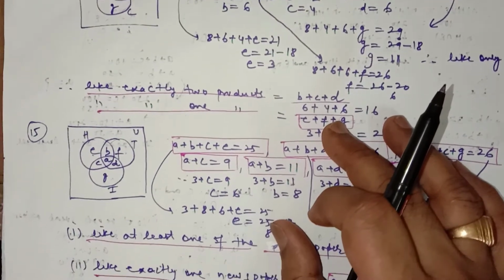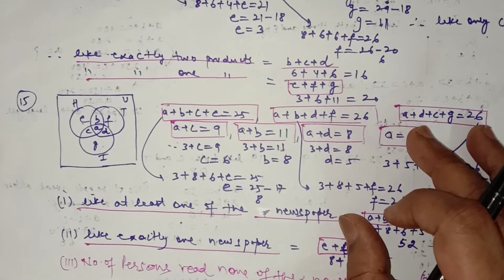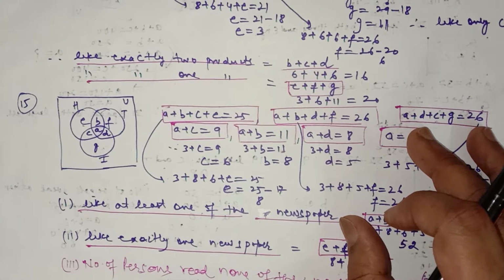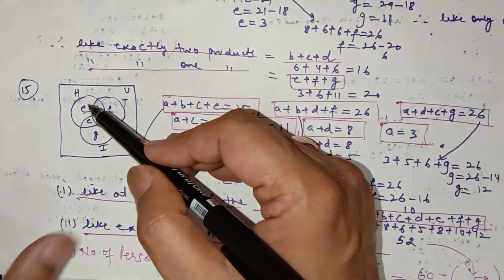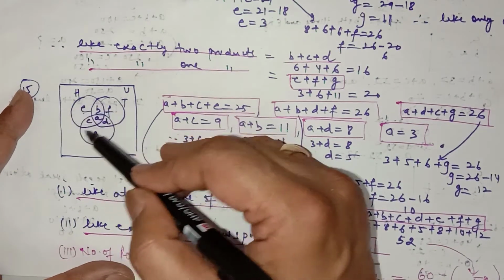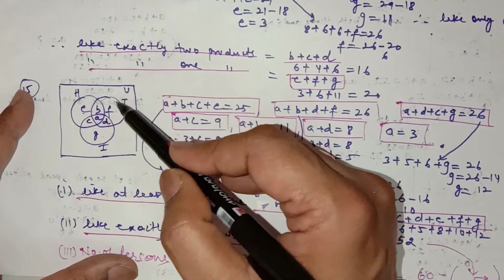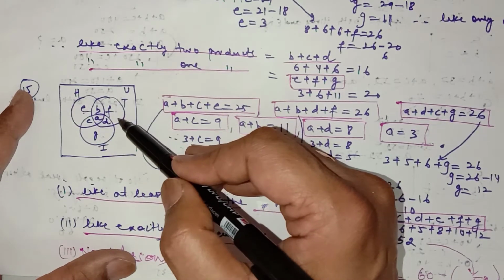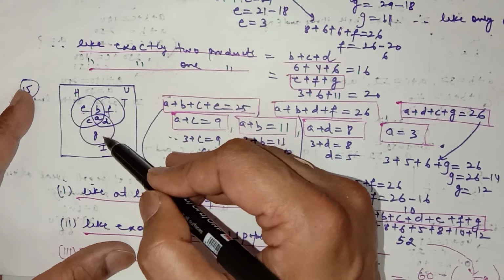Question number 15 is just the same as question number 16. It is given that in a survey of 60 people, it was found that 25 people read newspaper H, 26 read newspaper T, and 26 read newspaper I. So I represented these by circle H denoting the number of persons reading newspaper H, circle T denoting the number of persons reading newspaper T, and this circle I the number of persons reading newspaper I.